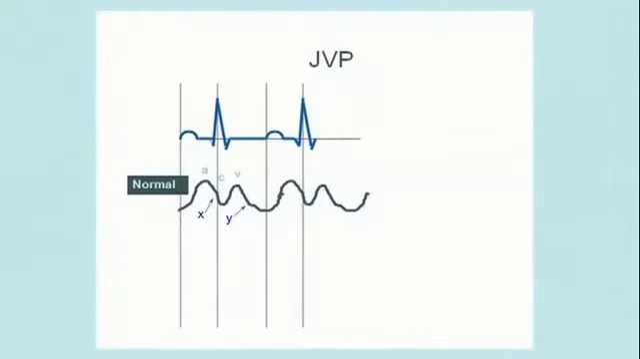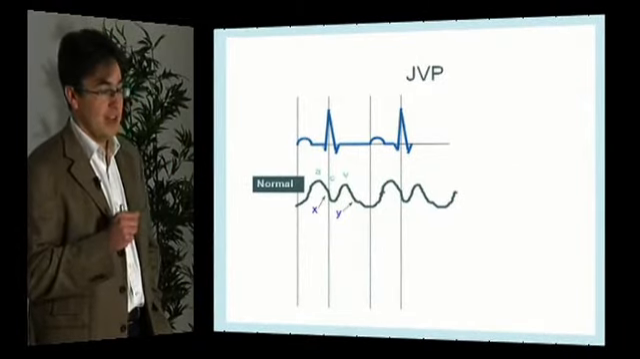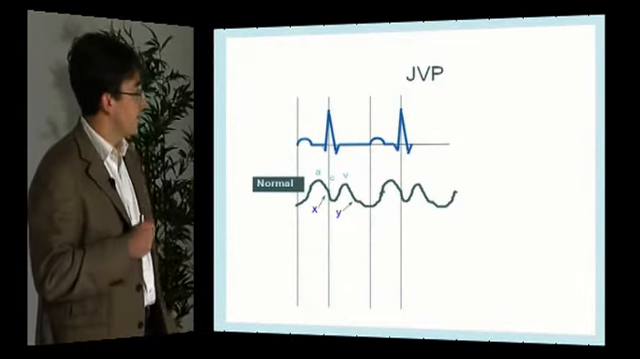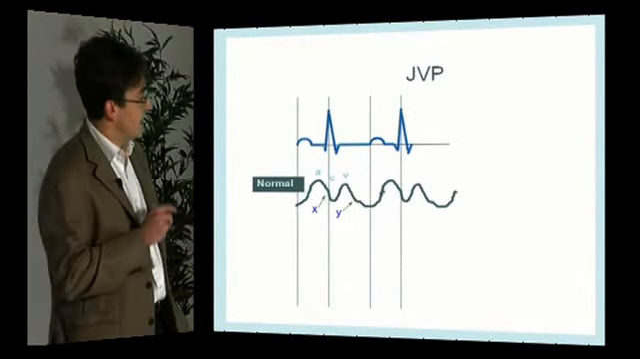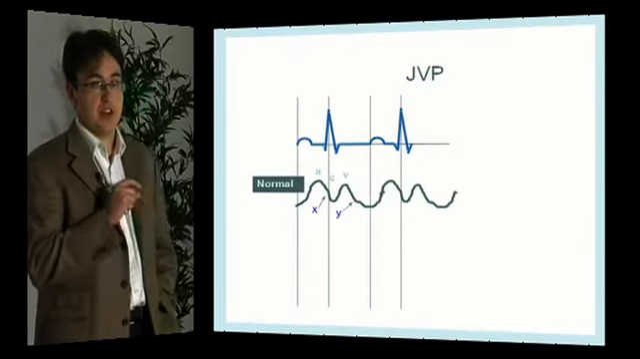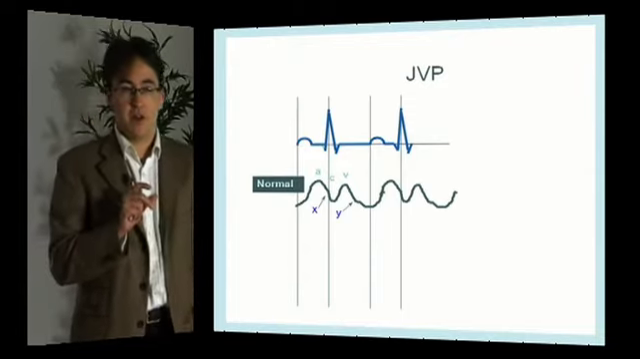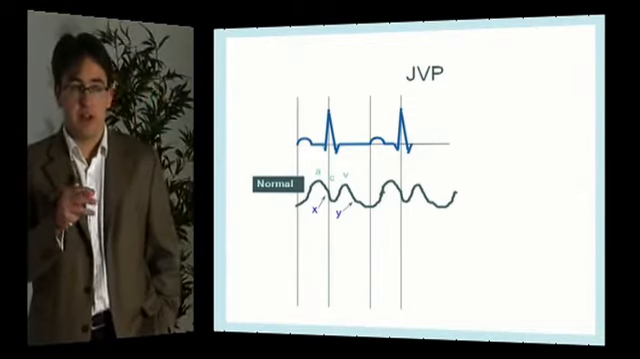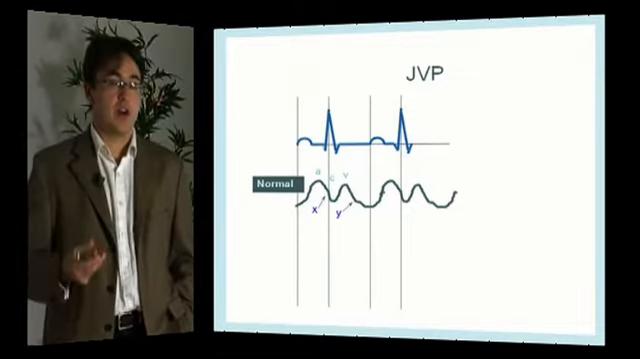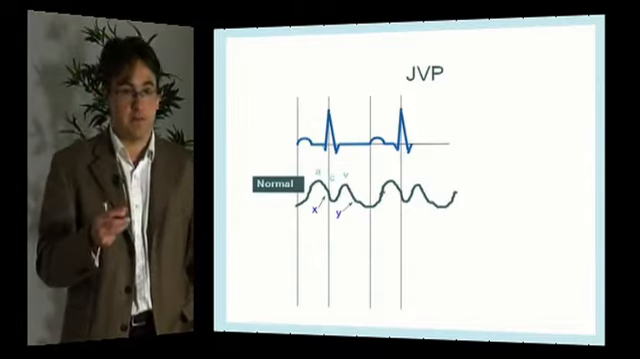So we've briefly mentioned the X and Y descent in that question. I'm just going to move on to look at the physiological background behind that. On the slide here, you can see an electrocardiogram at the top in blue, and underneath that you can see the jugular venous pressure waveform. Now, a jugular venous pressure waveform is a very simple concept, really. Essentially, it's a column of blood which you see up in the neck, which rises and falls as the right atrium fills and empties of blood.